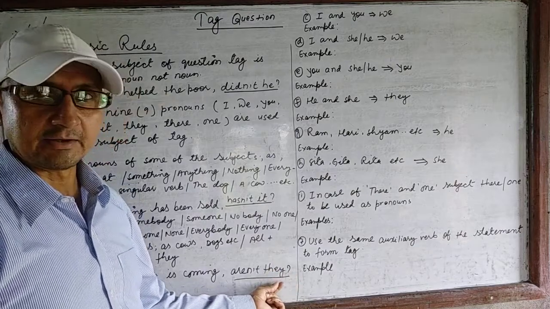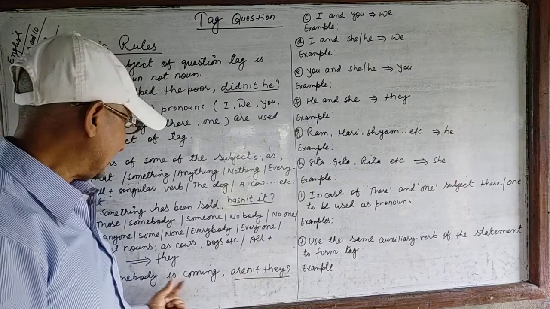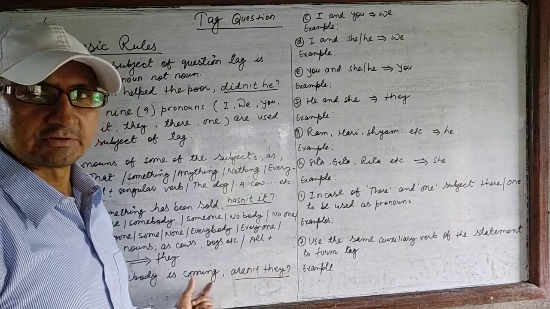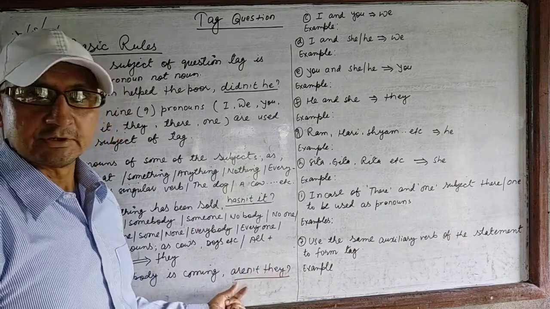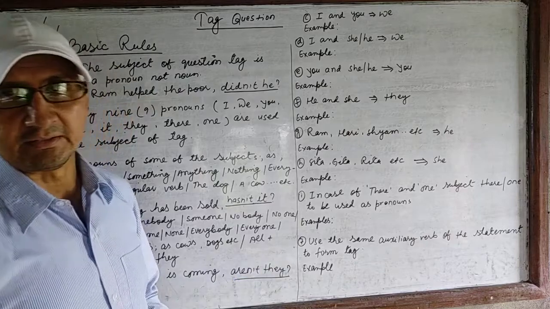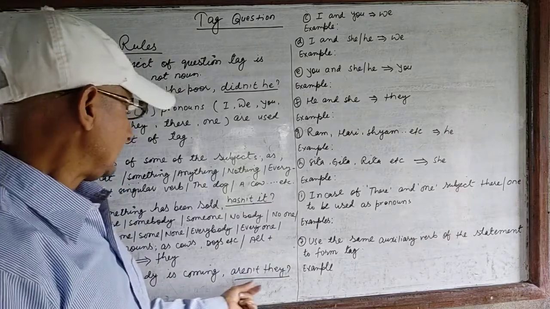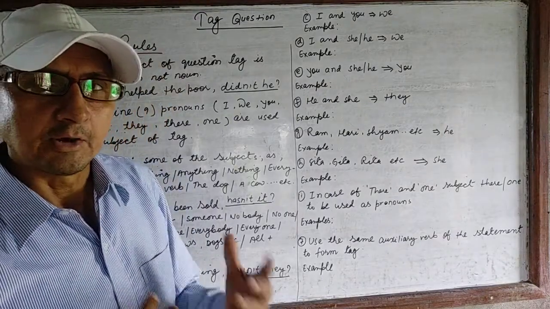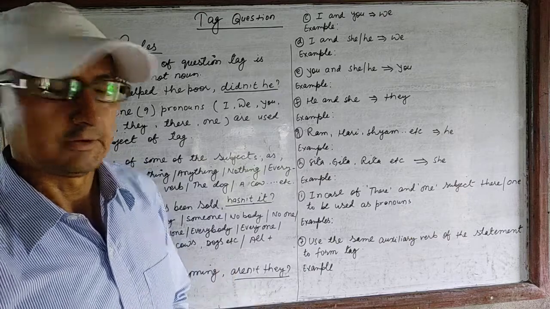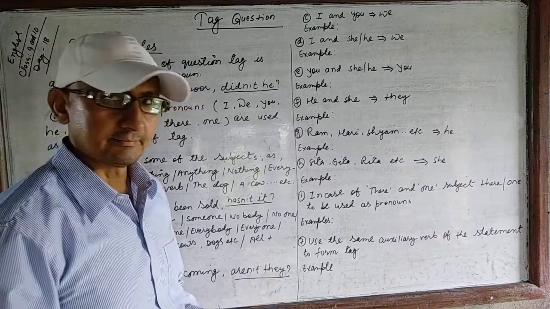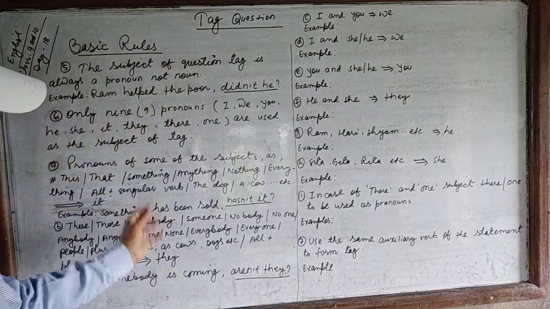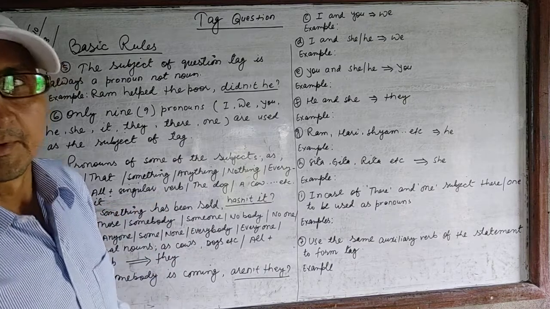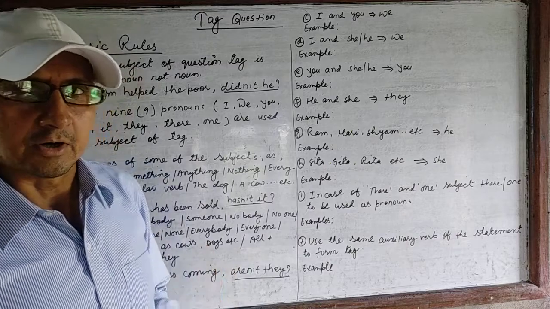For somebody the subject is they. With they we don't use is. With they we use are. With they we don't use singular, we use plural. So we have written aren't they here. If you write isn't they, it will not be correct. With the subject they we use a plural verb. So we have written aren't they. In this way we decide whether the tag needs it or they.